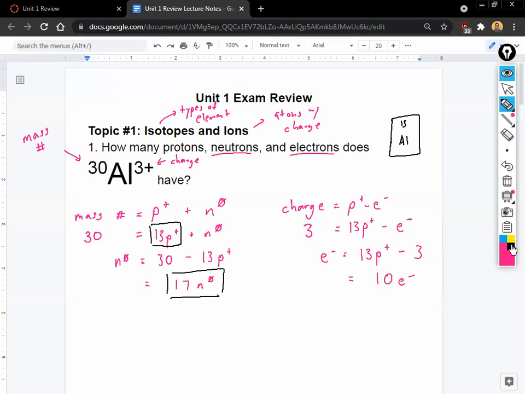So in this atom, we have 13 protons, 17 neutrons, and 10 electrons. And that's what these symbols mean. So get comfortable looking at these symbols. We have a couple practice problems like this on the unit review. You should be able to find the protons, neutrons, and electrons using the symbol, but you should also be able to use protons, neutrons, and electrons to write the symbol. Just make sure the mass number goes on the top left and the charge goes on the top right.